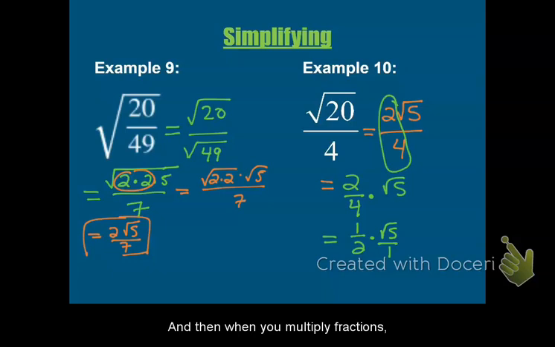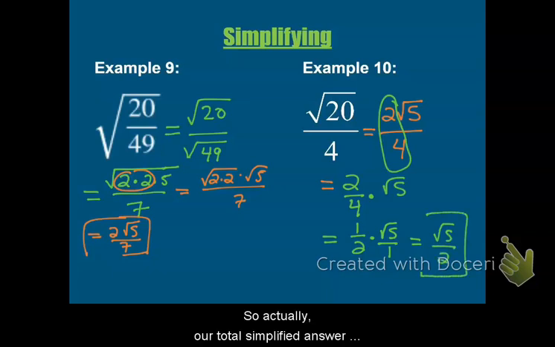And you could think of the root 5 as root 5 over 1 if that's helpful. And then when you multiply fractions, you know that you multiply across the numerators. So 1 times root 5 is root 5, and 2 times 1 is 2. So actually our total simplified answer here is root 5 over 2.